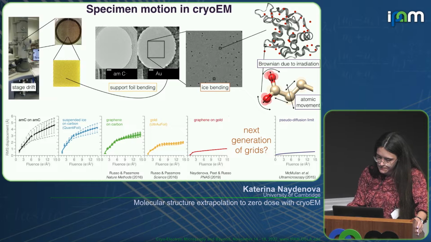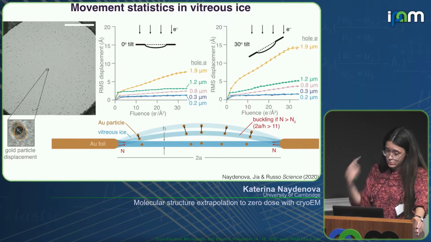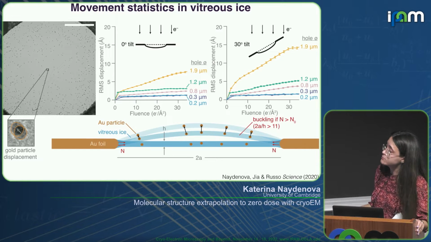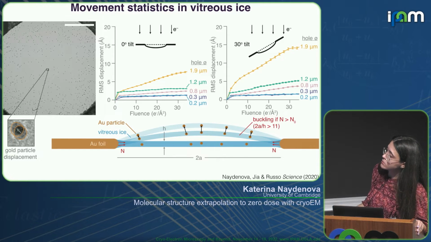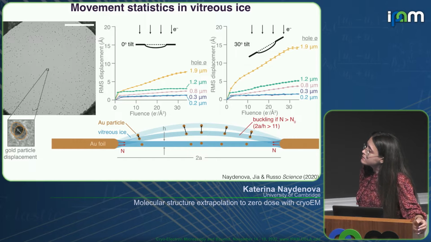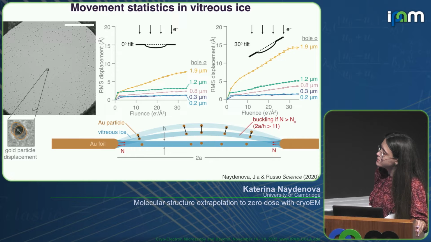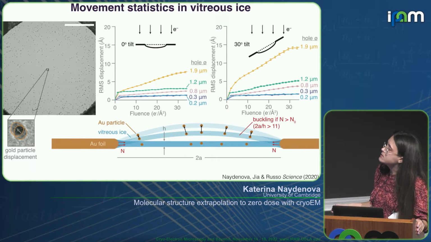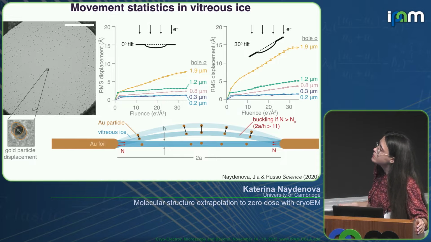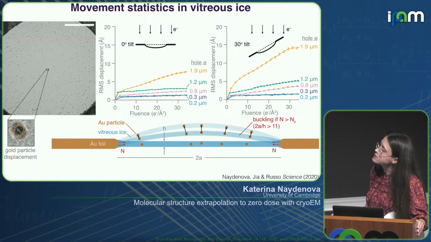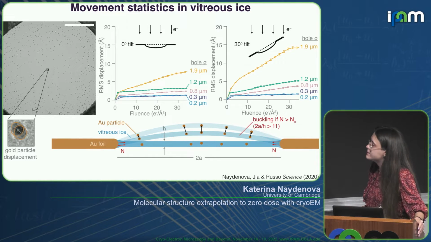So in my PhD, we started to investigate these patterns of particles moving within the ice supported on gold foils. And we looked at the movement of these particles both in the plane of the foil, but also perpendicular to the plane of the foil, by taking untilted and tilted movies. And we looked at the displacement as a function of fluence for different hole sizes. And there are some clear patterns.